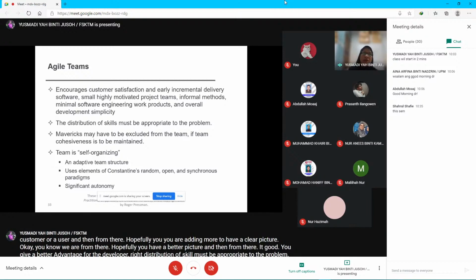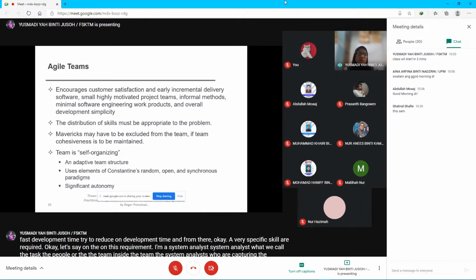Let's say, on the requirements, the system analyst is the person in the team who is capturing the requirements. For analysis and design, the system designer. On testing, the software tester. The programmer is the one on the programming side, on the coding side.